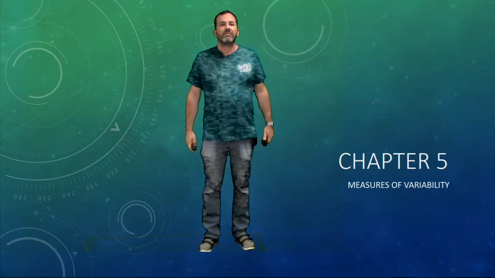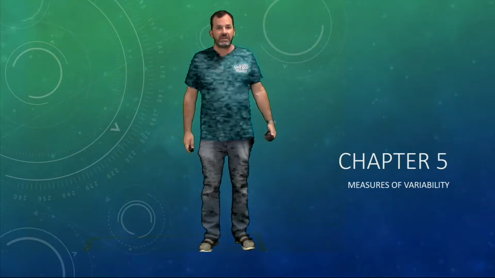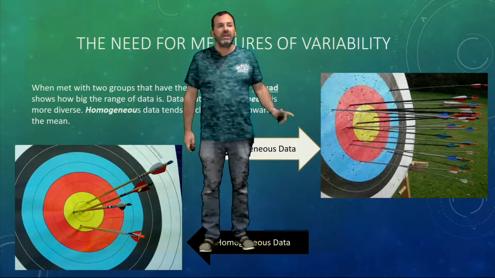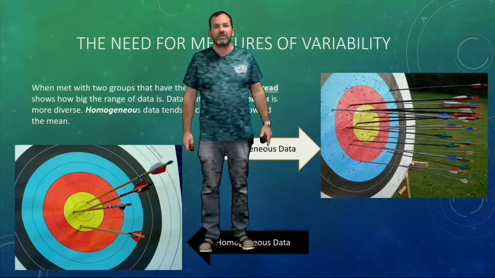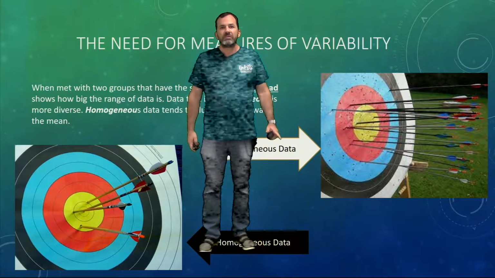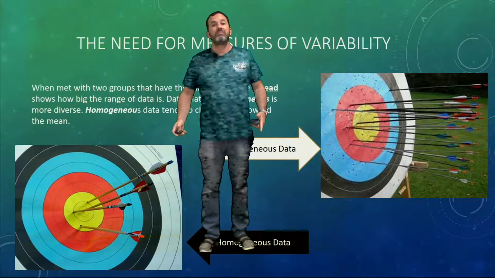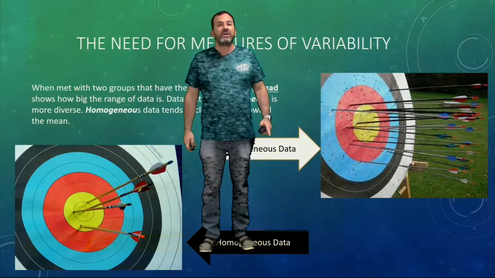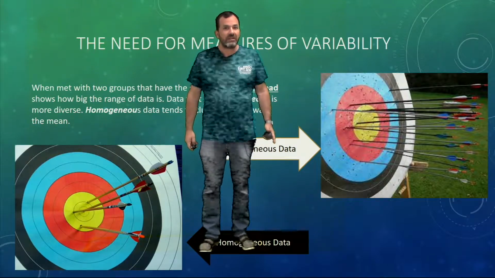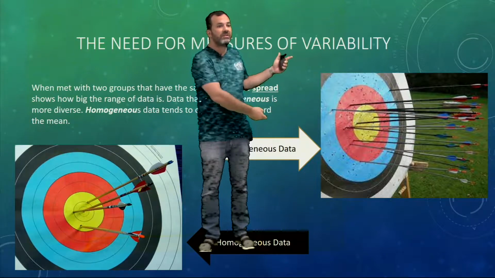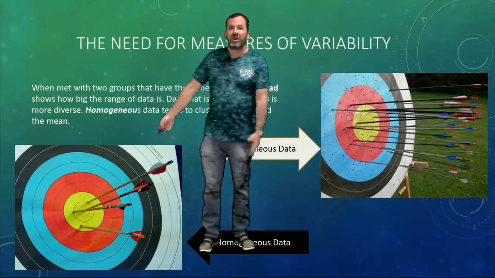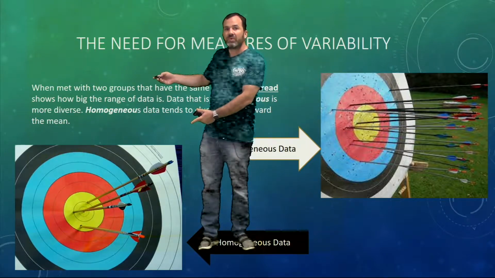Chapter 5, Measures of Variability. The need for measures of variability. When met with two groups that have the same mean, the spread shows how big the range of data is. Data that is heterogeneous is more diverse. Homogeneous data tends to cluster more toward the mean.